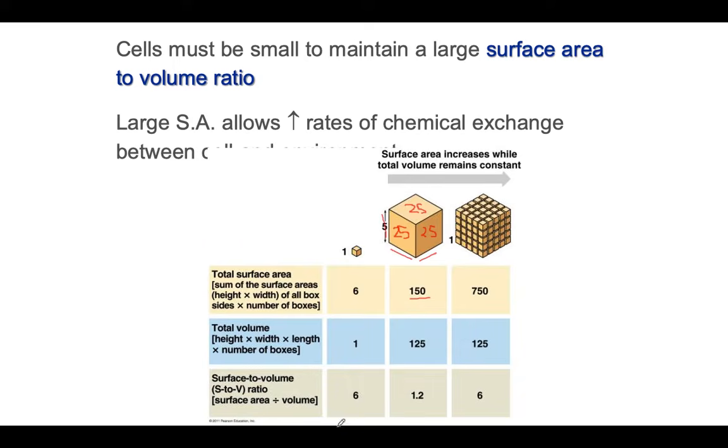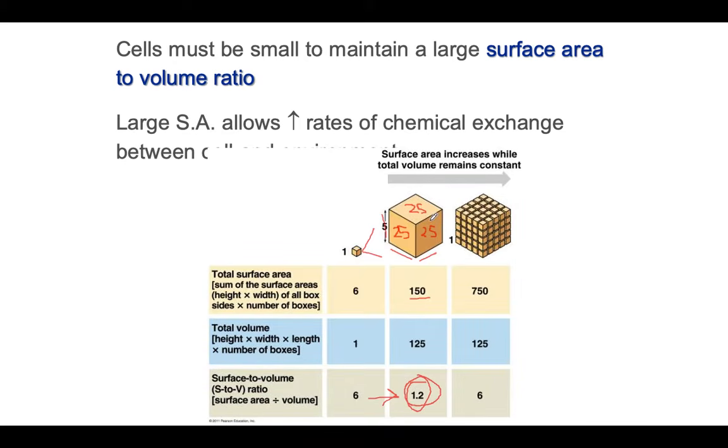Now I need to calculate my surface area to volume ratio again. And if I just do simple math of 150 divided by 125, I'm going to get 1.2. Okay, so what you might be noticing is that my thing got bigger, right? It went from a tiny little cube to a big cube. The ratios were the same, right? It's still a cube. Each side is the same length. However, because it's bigger, my surface area to volume ratio is actually way smaller, 6 compared to 1.2.